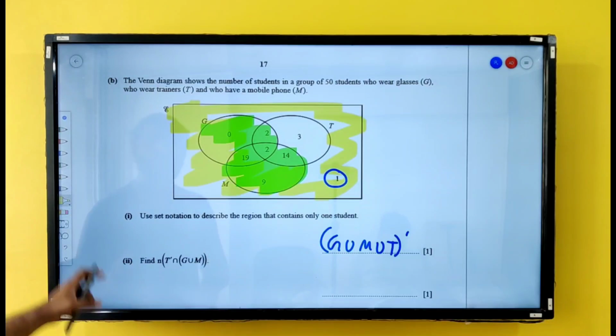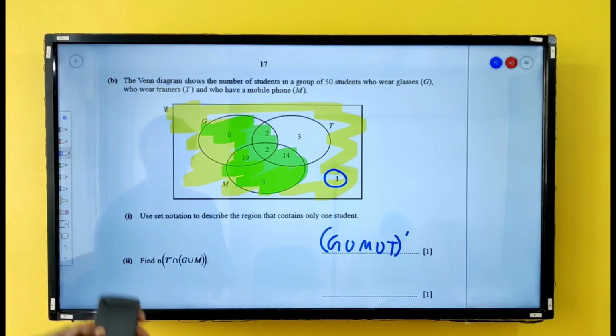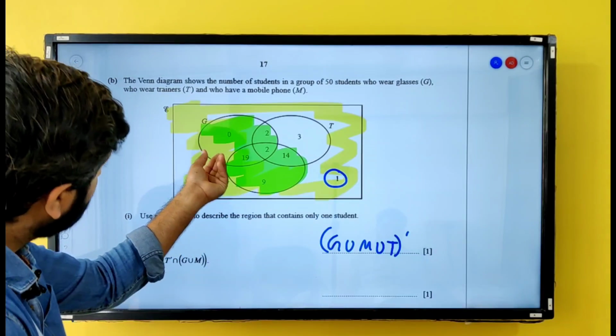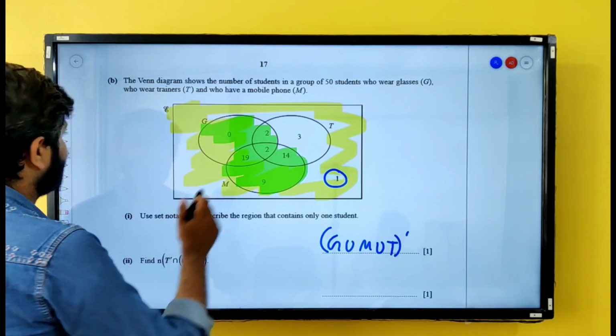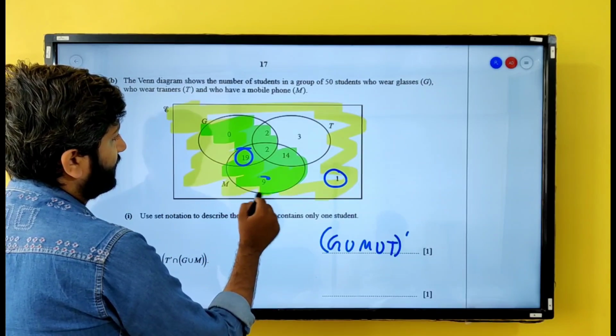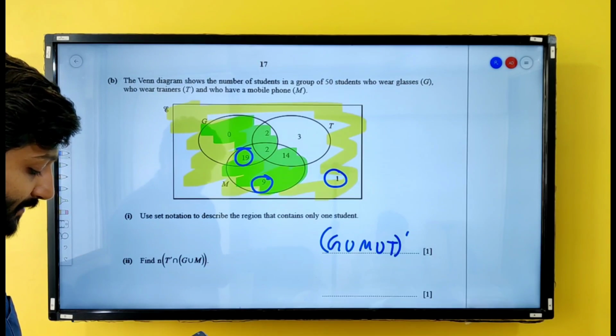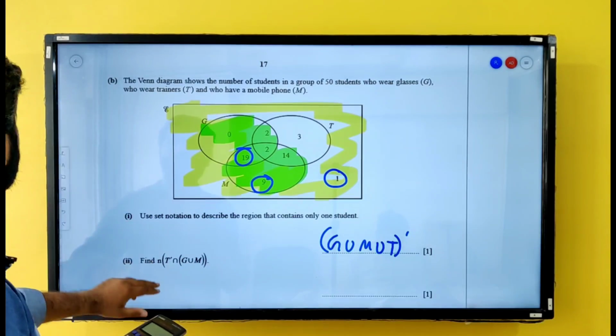Right. So now what is common? I think the common portion is where both the colors, yellow and green, meet. I think this is 19, this is 9. This is common. So 19 plus 9, the answer is 28.